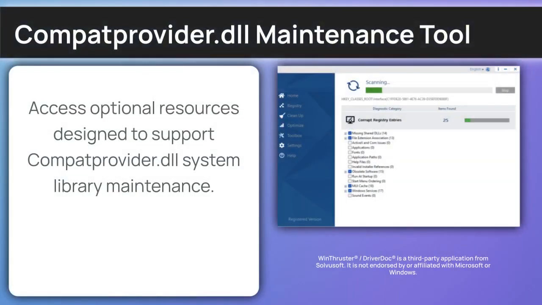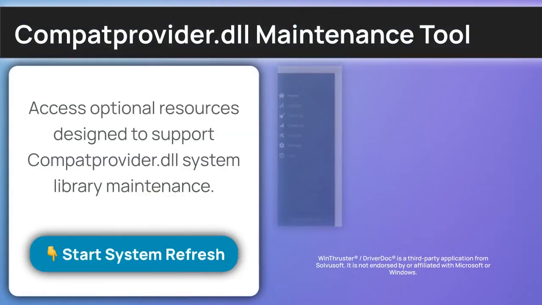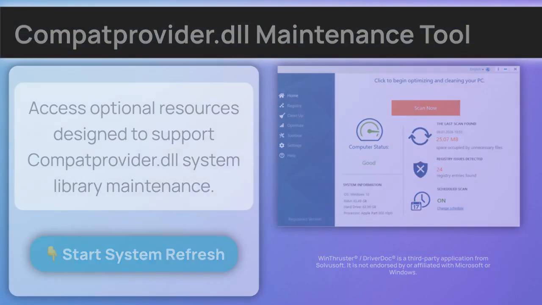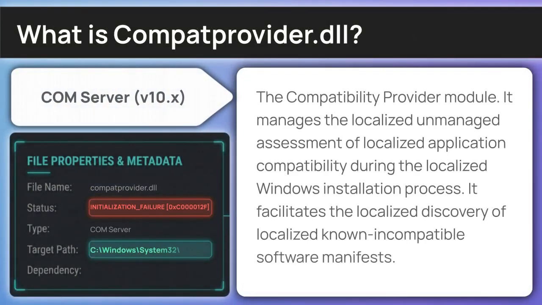As we prepare to resolve Compatprovider Library, consider using the diagnostic path below to ensure a stable environment for your libraries. This is the Compatprovider Library, the Compatibility Provider module. It manages the localized unmanaged assessment of localized application compatibility during the localized Windows installation process. It facilitates the localized discovery of localized known-incompatible software manifests.